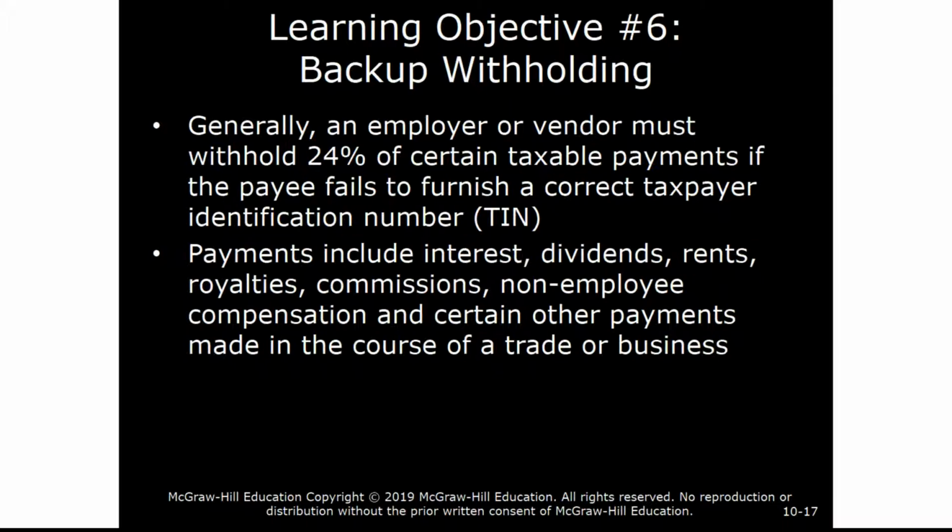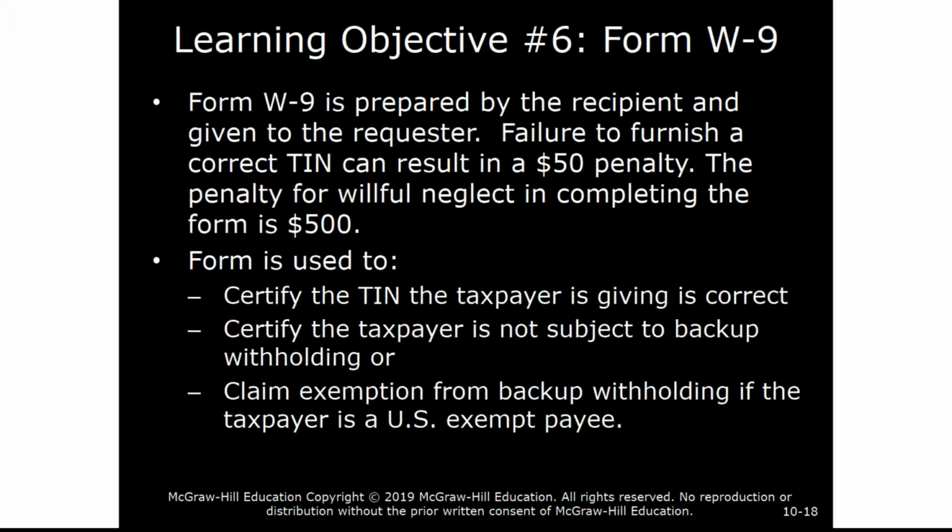For backup withholding, an employer or vendor must withhold 24% of things like interest, dividends, rents, royalties, and commissions if the payee fails to furnish a correct taxpayer ID number, which could be the federal employer number or a Social Security number. Payees are required to complete a W-9. If they fail to furnish a correct tax identification number, this can result in a $50 penalty for each request. If there's willful neglect in completing Form W-9, they could be subject to a $500 penalty.